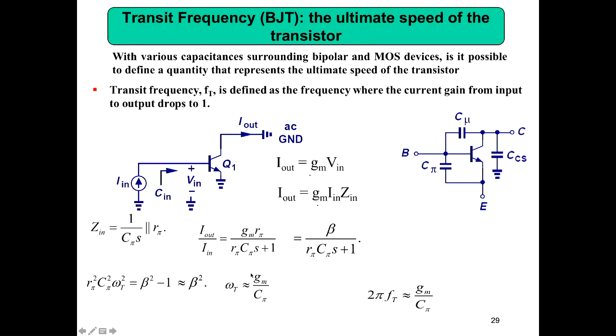So 2 pi f is equal to omega, which is equal to Gm by C pi. And we neglect C mu and C S because those effects are negligible compared to this one. Maybe I'll stop here and continue in the next lecture.